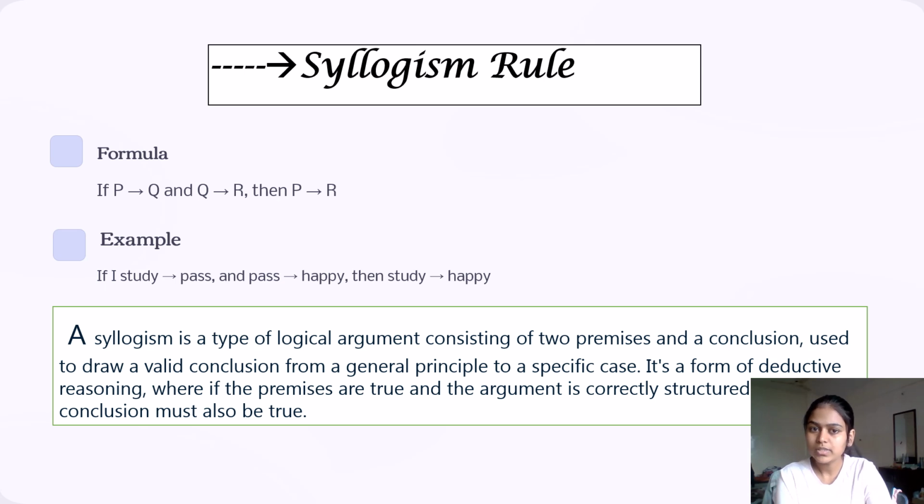The next rule is the syllogism rule. It's an important rule in rules of inference. The formula is if P implies Q and Q implies R, then P implies R. For example, if study implies pass and pass implies happy, then study implies happy. A syllogism is a type of logical argument consisting of two premises and a conclusion, used to draw a valid conclusion from a general principle to a specific case. It is a form of deductive reasoning, where if the premises are true and the argument is correctly stated, the conclusion must also be true.